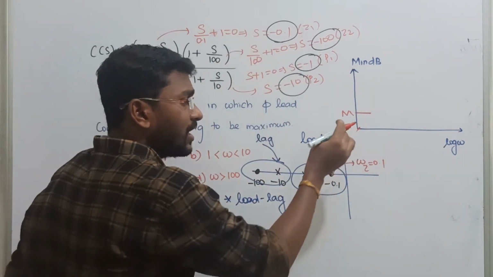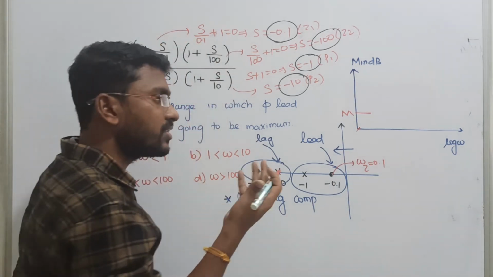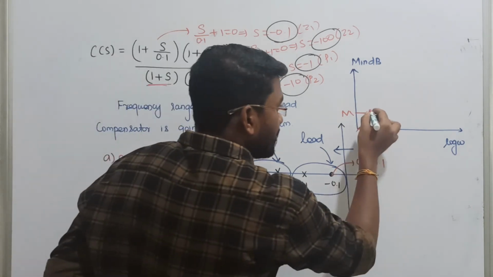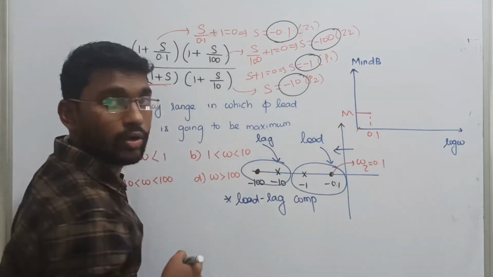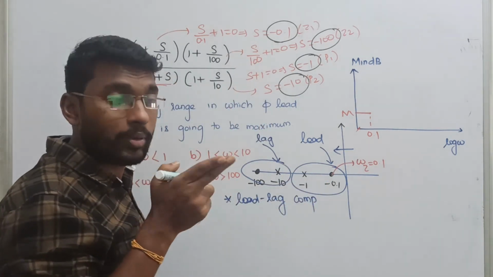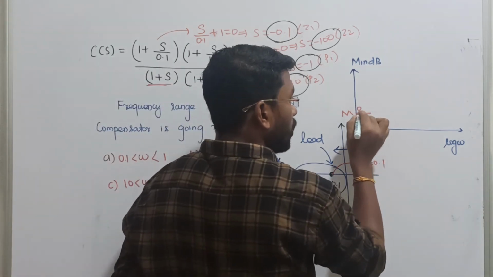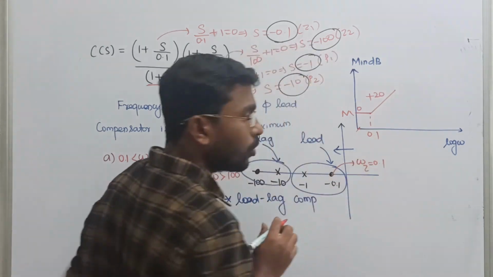Next, initially we are not having any poles or zeros at the origin, so the initial slope is not present. Next, what will happen? Exactly at omega equal to 0.1, we are introducing a zero, and a zero always provides a plus 20 dB increment in our slope, such that initially we have 0 dB and then it will be shifted to plus 20 dB.